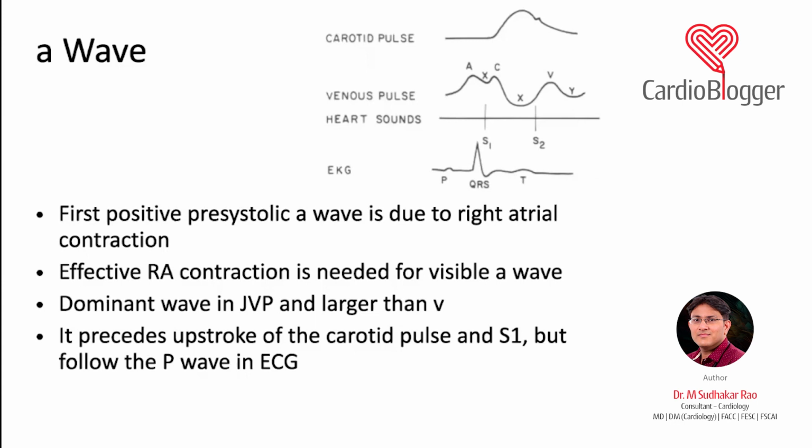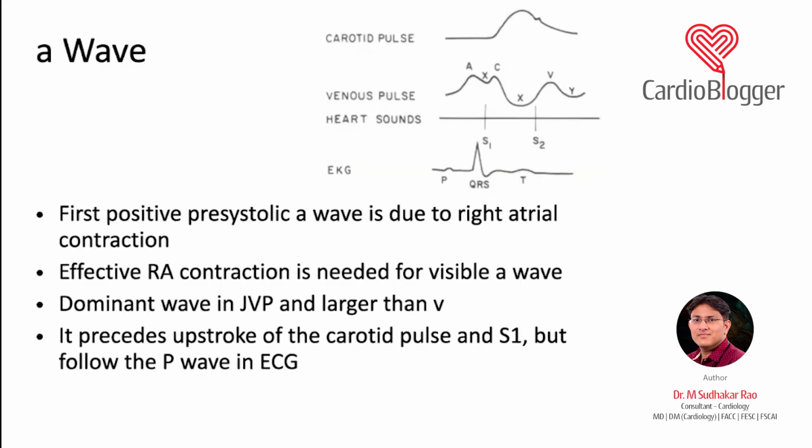Also, it's a dominant wave in the JVP and always larger than the V wave. You should always remember that in the right atrium, it is the A wave which is larger than the V wave. However, in the left atrium, it is the V wave which is more prominent than the A wave. So this point you should always know.